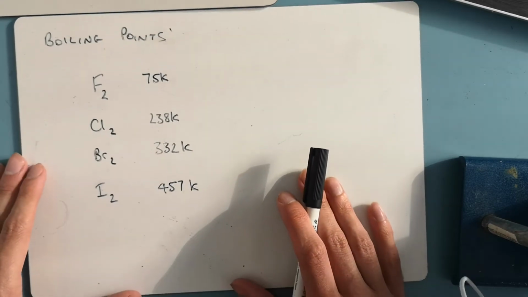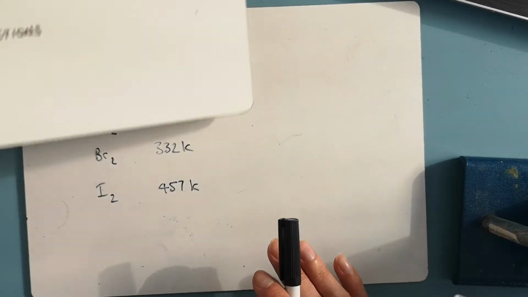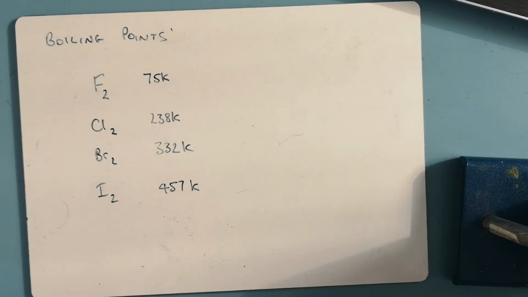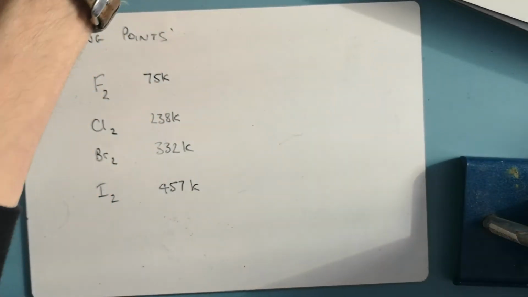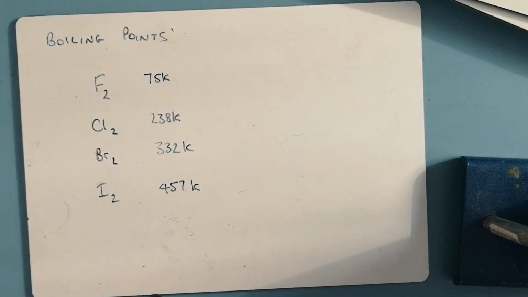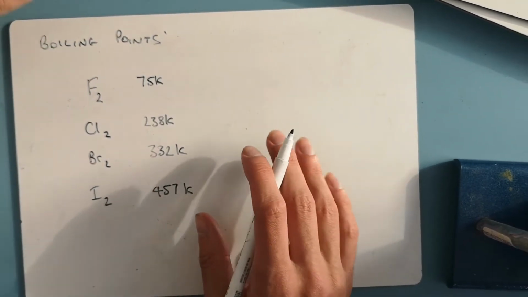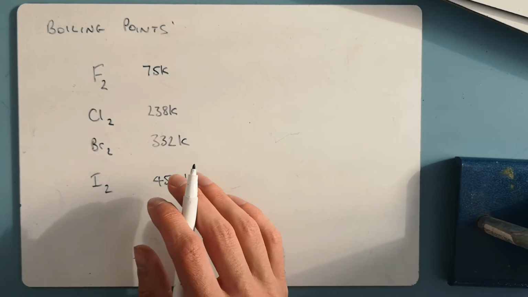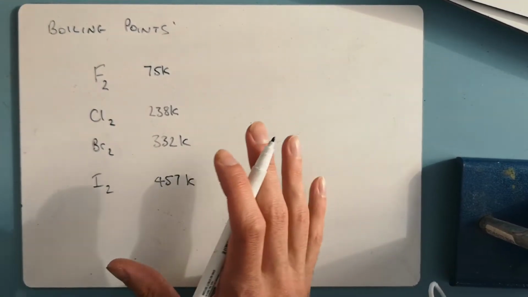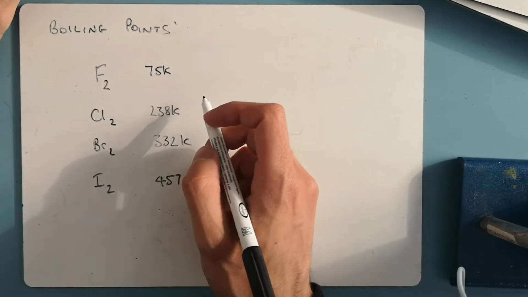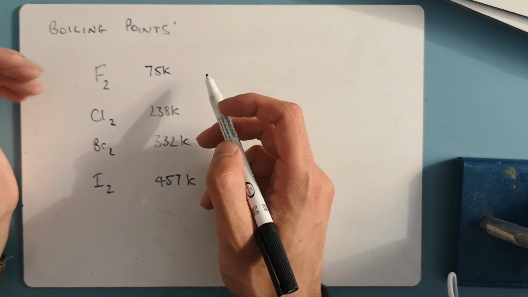It's getting harder and harder to break those induced dipoles between the molecules. And this is due to the fact that electrons are increasing. So the more electrons we have, the more London dispersion forces there are. You may know these as induced dipoles or van der Waals forces or lots of different names. I tend to use London dispersion force. But they're affected by the number of electrons.